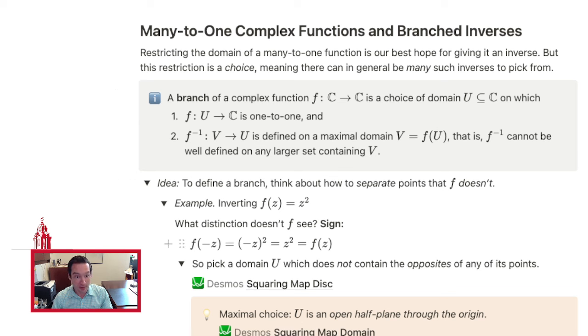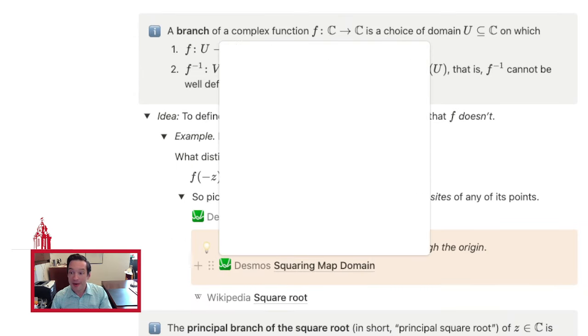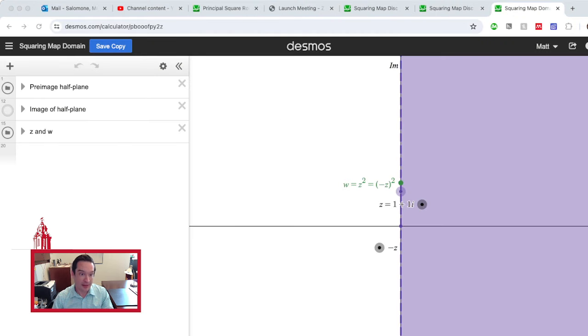So how do we make the best choice that we can make? Well, the way to do that is by choosing what we would call an open half plane through the origin. So what does that look like? Well, if I choose my domain to be, let's say, the entirety of the right half plane, so all of the complex numbers whose real part is positive, greater than 0, then when I square any one of those z's, I'm going to get some square w, which is going to be one of my outputs, right?